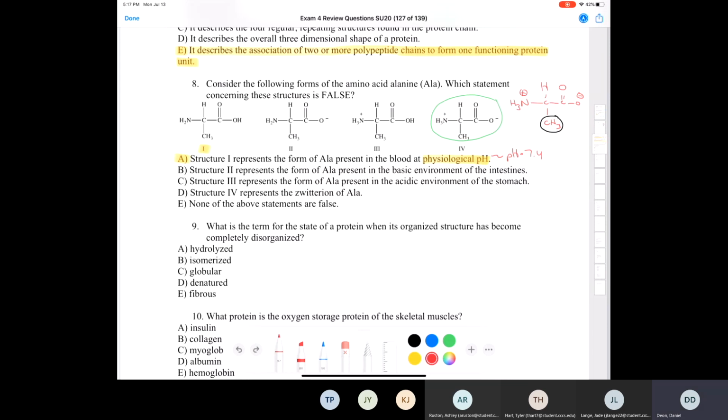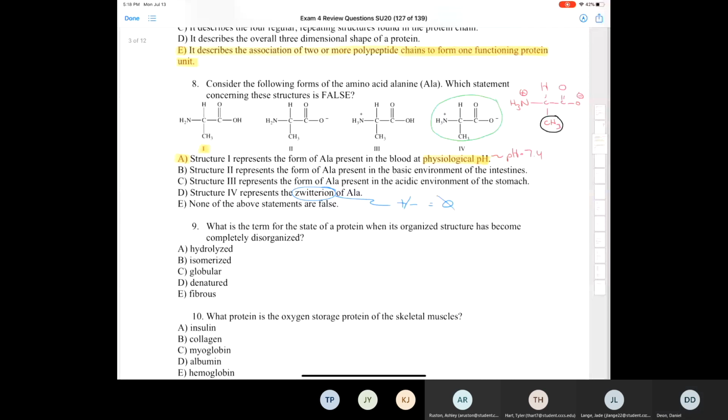Conversely, in C, it says the structure 3, so this structure here represents the form of alanine in the acidic environment of the stomach. Well, when it's in a very acidic environment, the carboxyl will be protonated and the ammonium will remain protonated. And so overall, it will have a charge of +1. So that's true. Structure 4 represents the Zwitter ion, and I told you what a Zwitter ion is. This is when you have a positive and a negative charge, and they balance each other out. So overall, you have no charge.